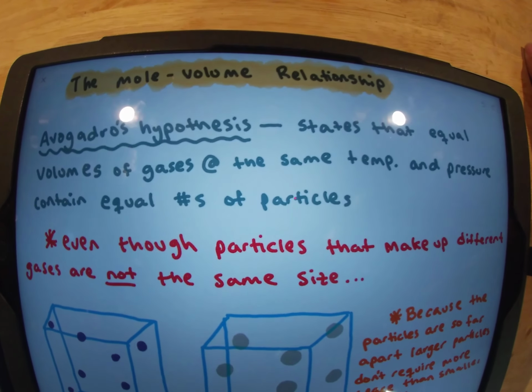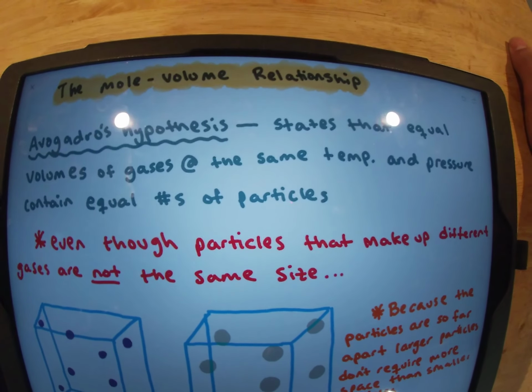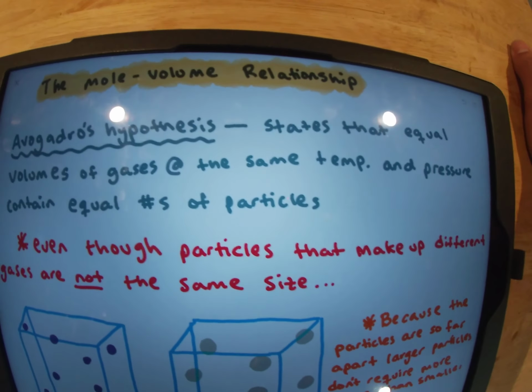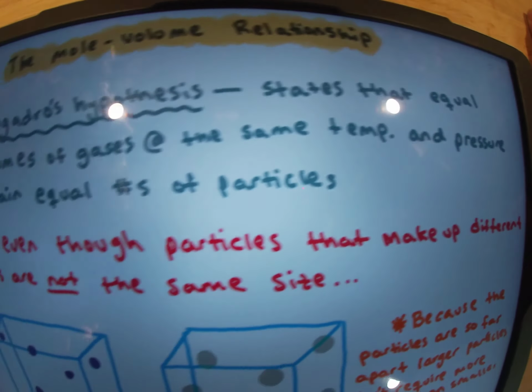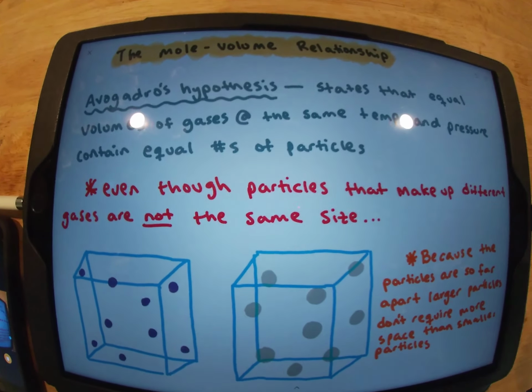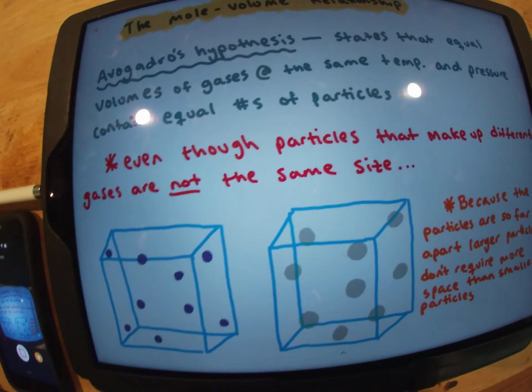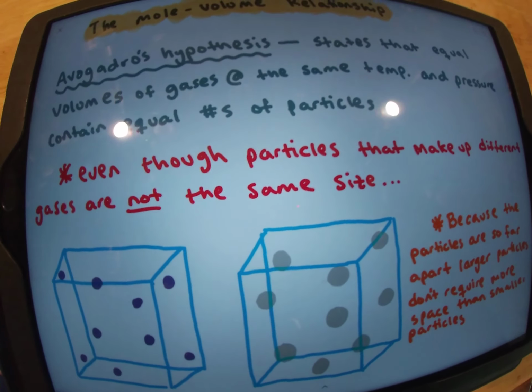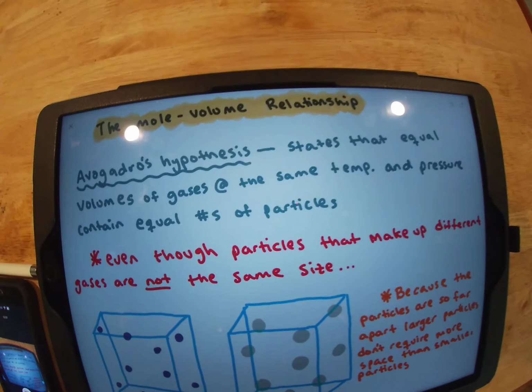Anytime that you have an equal volume of two gases and they're taken at the same temperature and the same pressure, we're going to have an equal amount of particles between those two compounds or atoms. In my case, it was atoms because we were talking about nitrogen and oxygen.